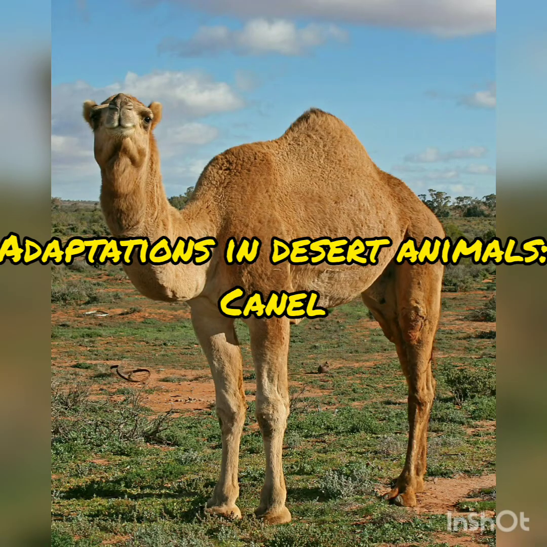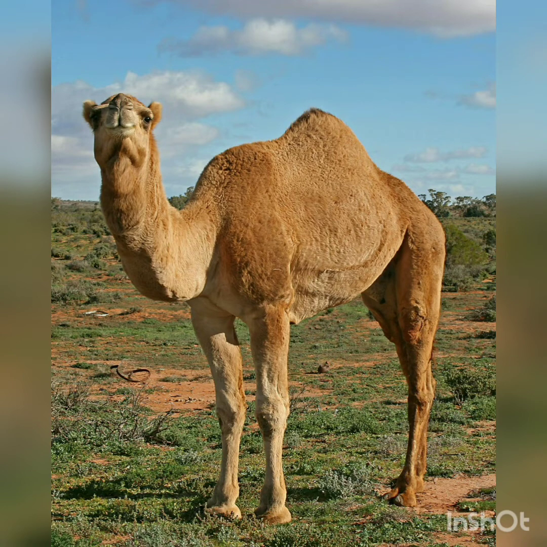Now, adaptation in desert animals, that is camel. Desert animals are adapted to help them live in extremely hot weather and in scarcity of water. The camel is a desert animal. It is well developed or adapted to live in a desert. It can cover 100 kilometers in a day and go without food and water up to 10 days at a stretch. This is why it is often called the ship of the desert.